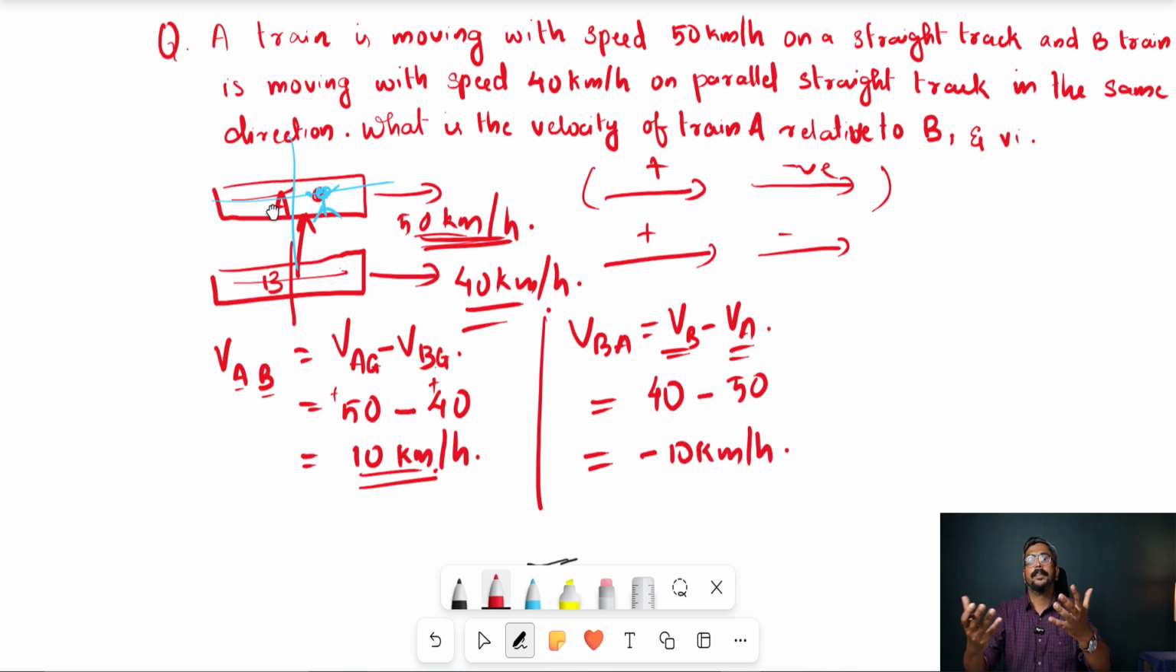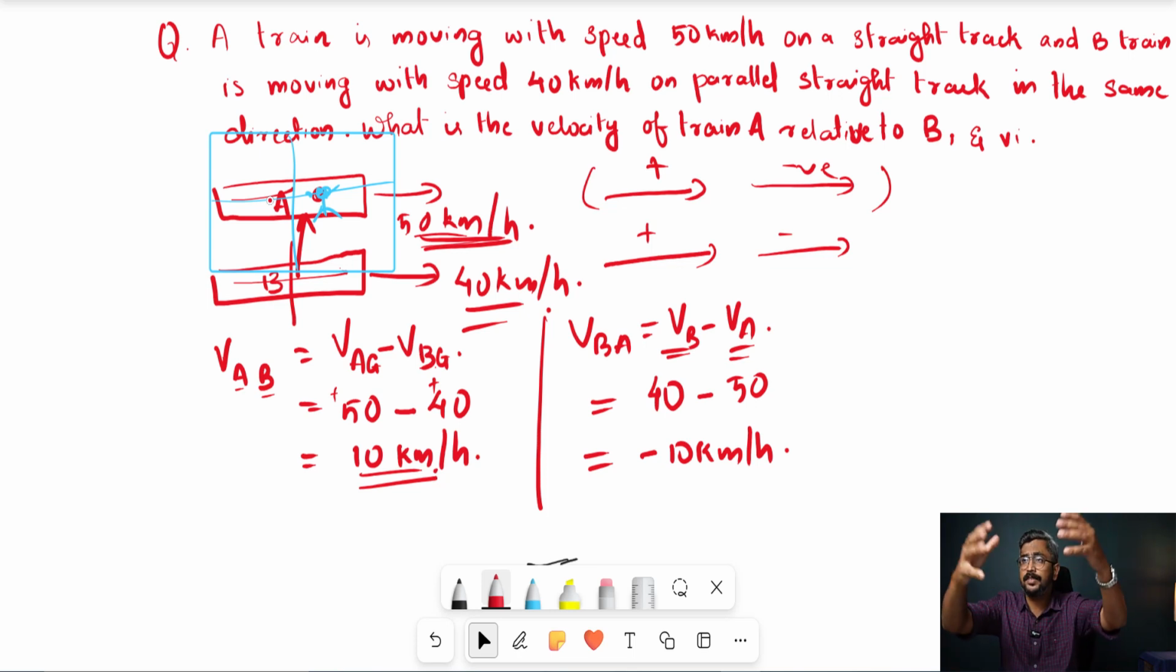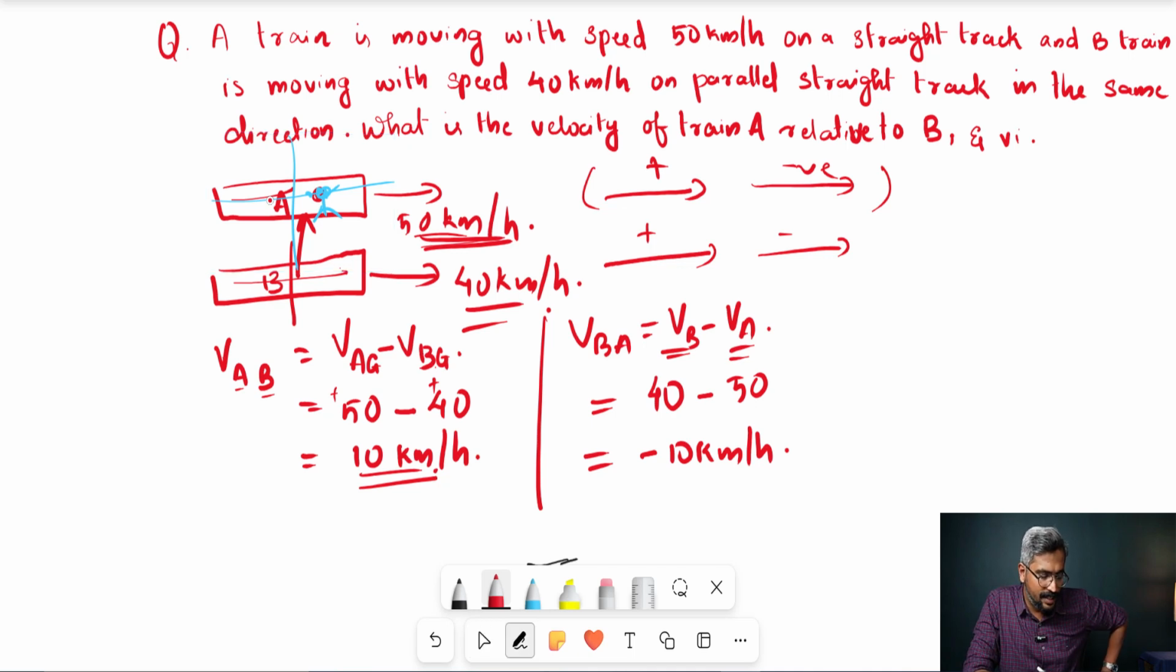Here comes the other concept. What is this minus sign? At the beginning of the class I had said one thing. When we were small kids, if I'm traveling and many trees are placed on the roadsides, it feels that the trees are coming towards me, right? Even though I am moving forward, it feels that they're coming backward. So the same condition is here. So it is negative 10 kilometers per hour. And the other thing is that VAB is positive 10 kilometers per hour.